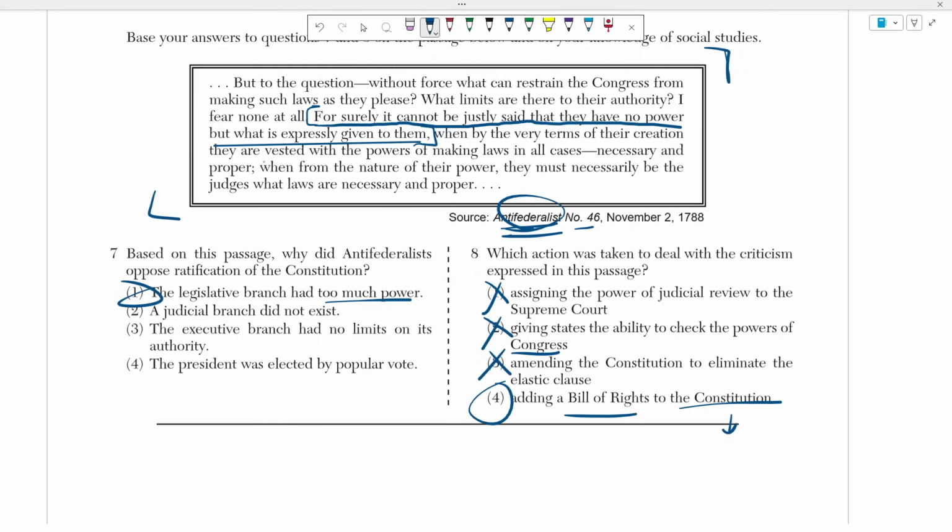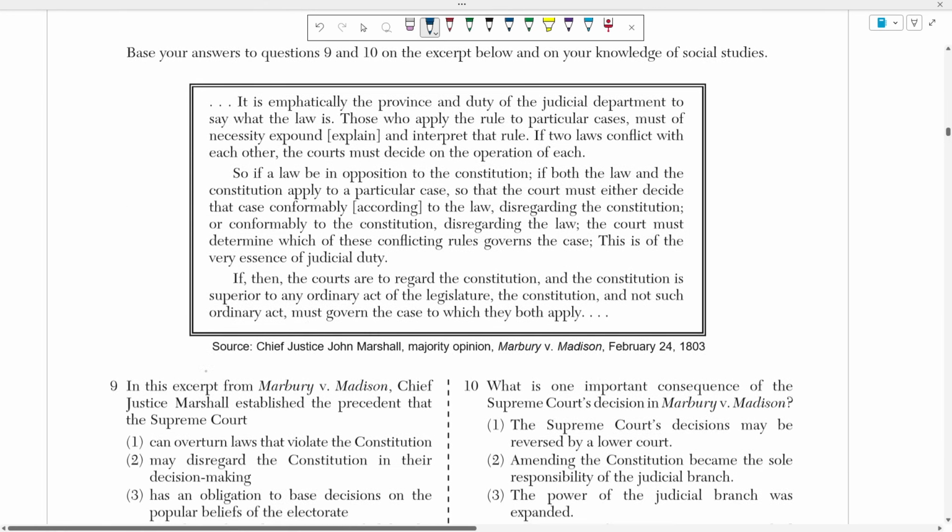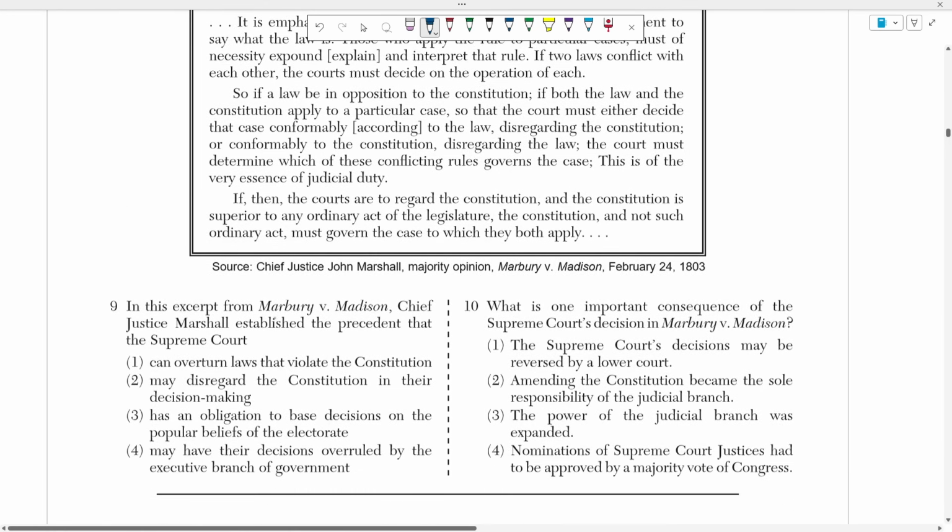The criticism in this passage is that, well, Congress will have too much power and they'll take away the rights from the citizens. So how do we protect the rights of the citizens? Well, I guess we'll add an entire section into the Constitution which creates Congress, which says that our citizens will be protected. All right. So this is an excerpt from Marbury v.